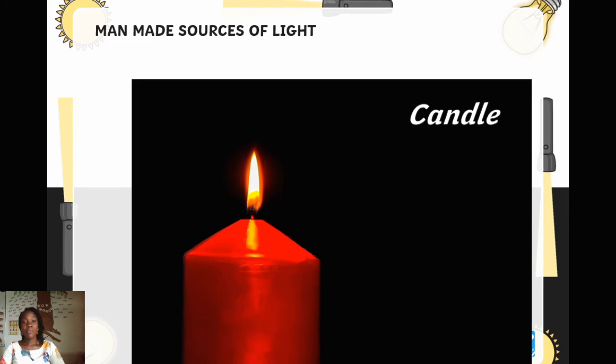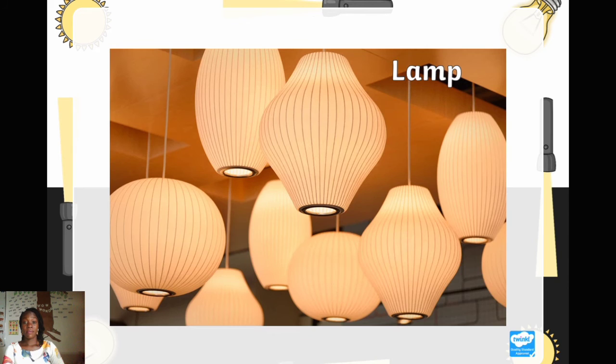Let's look at examples of light made by man, the man-made sources of light. The first picture we have here is candle. Again, candle. It is made by man. The next one we have is lamp. A lamp is made by man. We have lamps in our houses. It brings light. When you have the light at home, use the lamp to see.